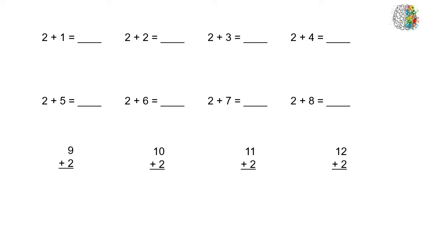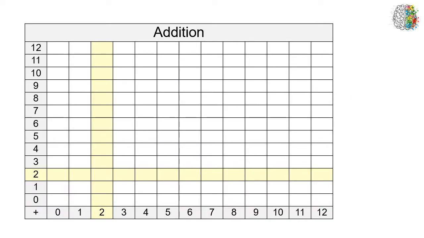So I have 2 plus 1, which is 3, 2 plus 2 is 4, 2 plus 3 is 5, 2 plus 4 is 6, 2 plus 5 is 7, 2 plus 6 is 8, 2 plus 7 is 9, 2 plus 8 is 10, 9 plus 2 is 11, 10 plus 2 is 12, 11 plus 2 is 13, 12 plus 2 is 14.